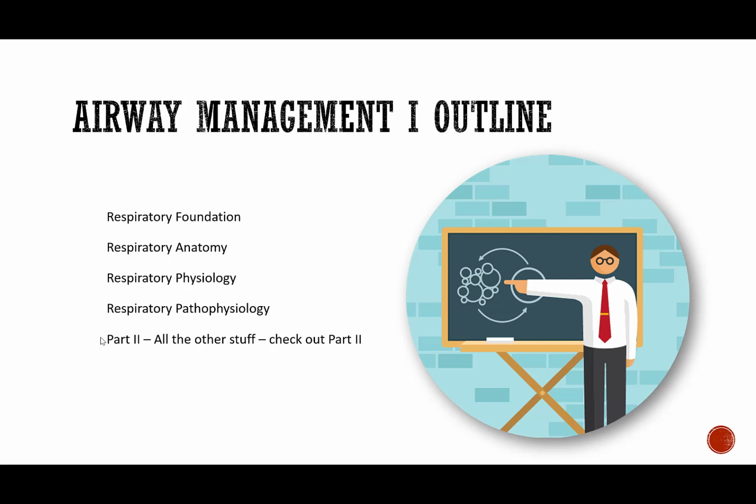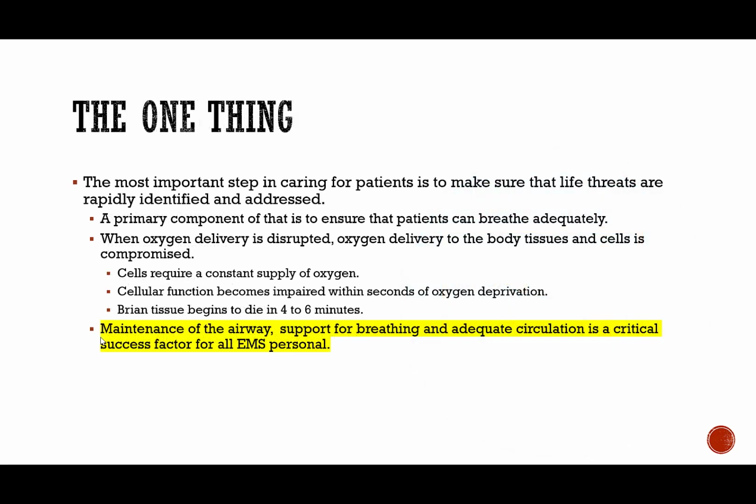I'm going to just kind of review a bunch of stuff you probably already took in some of the earlier EMT training you did. Then we're going to get into the anatomy, the physiology, and the pathophysiology. And then there'll be a part 2 of this video, which will do everything else for you. That's part of the checklist I showed you a little earlier. Okay, so there's one thing you need to understand. The most important step in caring for patients is to make sure that life threats are rapidly identified and addressed, right?